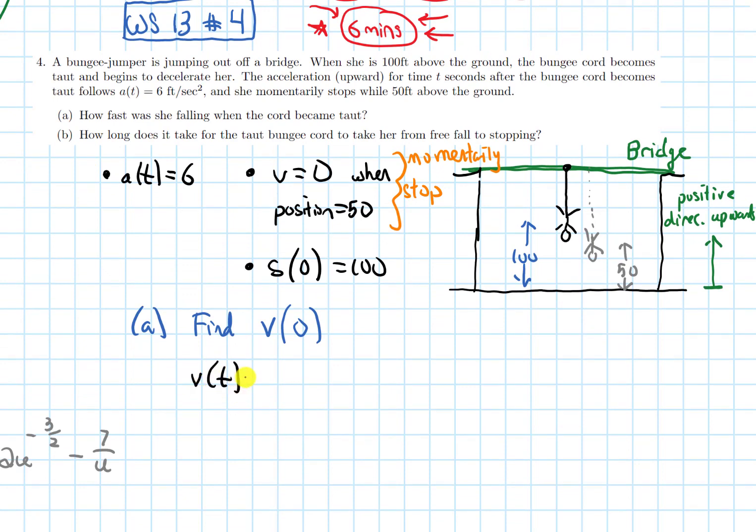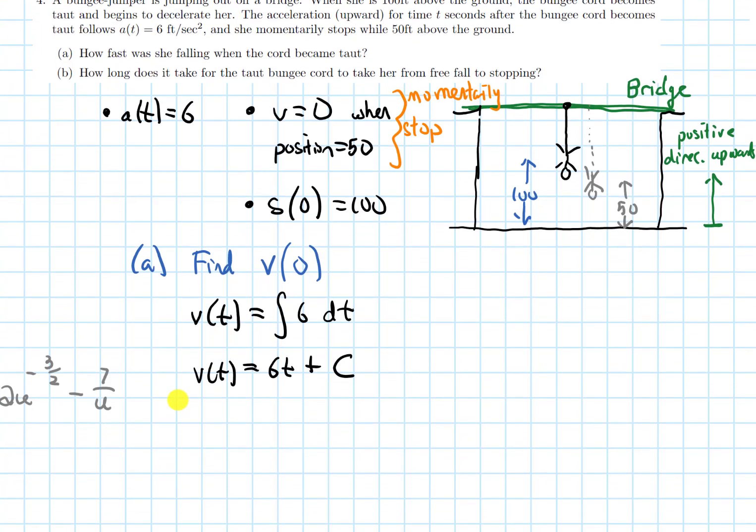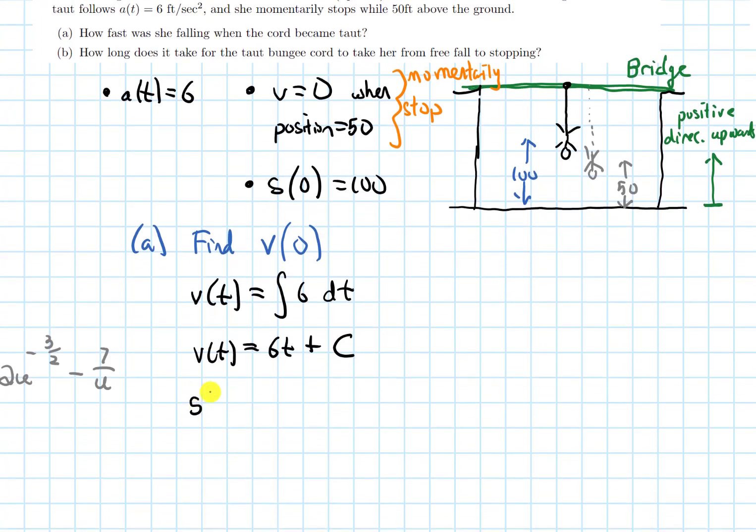Remember, the velocity function is the antiderivative of acceleration. So antiderivative of 6, and then I put a dt. Alrighty, and now this antiderivative is 6t plus c, because it's a general antiderivative. All right, and from there, I can form the position function. Actually, before I do that, maybe I should just say, well, the question wants v of 0. If I plug in 0 into this, I get 6 times 0 plus c, which is just c. So I need to figure out c somehow.